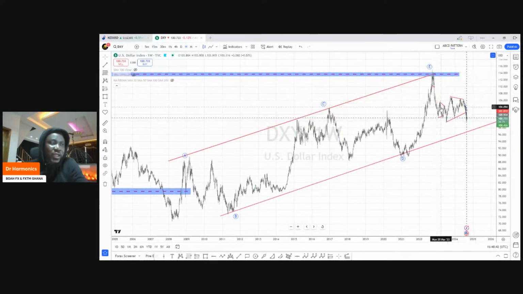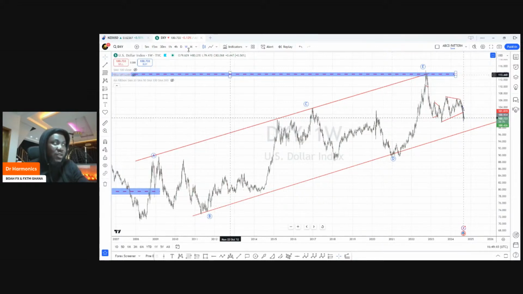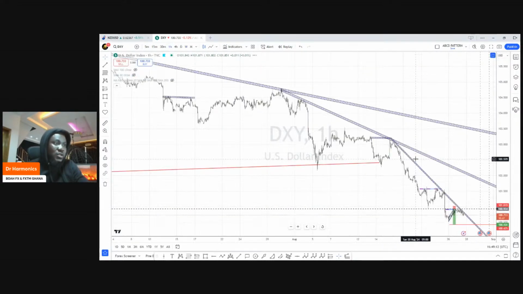So I'm expecting another impulsive wave just like this one to break all the way down. That means we are expecting DXY to fall for a very long time. So it means that on pairs like NZD USD, I'm looking for a buy, and on USD pairs, I'm looking for a sell. That's what I'm actually looking at.